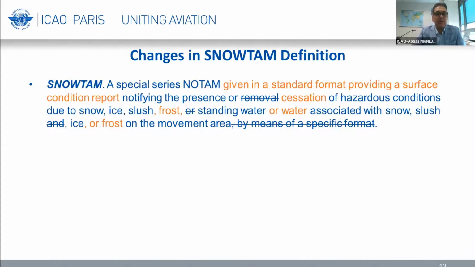The second main change is the introduction of frost as a condition that qualifies for the issuance of a Snowtam. And the third one, in the third line again, you can see water associated with the snow, slush, ice, or frost would be qualified for the issuance of a Snowtam.